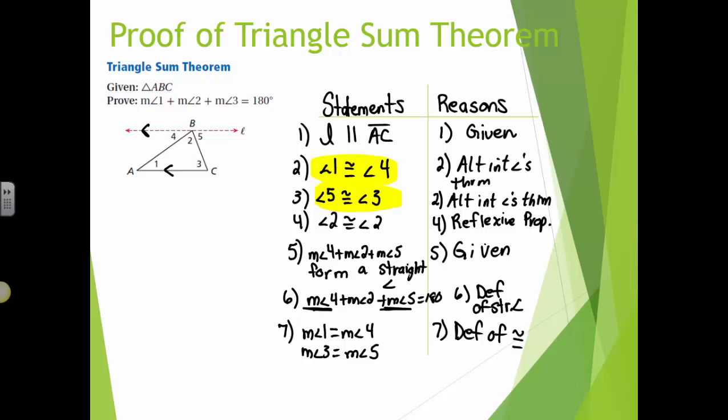And then if I were to take 1 and 4 and 3 and 5 and do some substitutions in this step right here, then I would get the measure of angle 1 plus the measure of angle 2 plus the measure of angle 3 equals 180, which is what we were trying to prove, and that would be using the substitution property of equality. And so there we have it. We've proven that all of the angles in a triangle add up to 180 degrees.